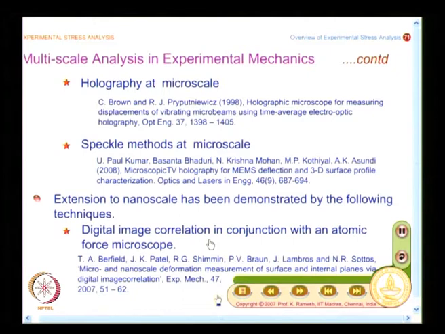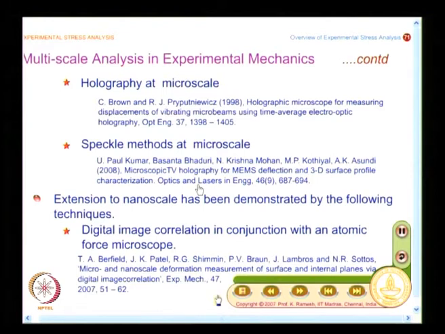And here you have a paper published in 2007 by T. A. Burfield in Experimental Mechanics, you can put it as EM. This is on micro and nanoscale deformation measurement of surface and internal planes via digital image correlation. As I had mentioned earlier, you need the lead author, name of the journal and page reference. This should be sufficient for you to go and search for the paper.